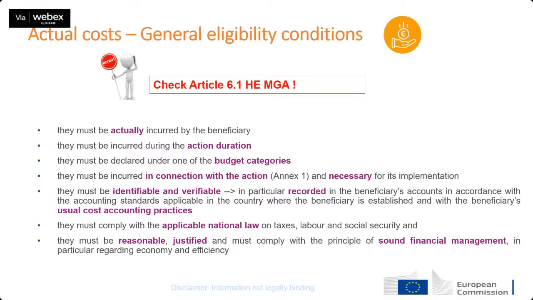Of course, they have to comply with applicable laws, and costs have to be reasonable and justified and comply with the principle of sound financial management. This means that we want to see what the real cost is, and that it is really reasonable. It's not allowed, for instance, to inflate costs or buy something that you don't need just because you will find the money in the grant. So this is a very important requirement, and bear it in mind as well.